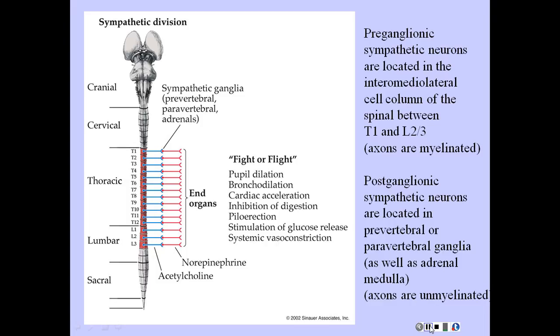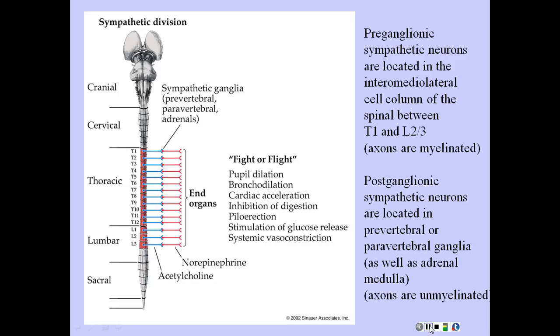The preganglionic sympathetics are found in the spinal cord, and the postganglionics are found out here in a series of different types of ganglia. Same thing. The preganglionic axons are myelinated. The postganglionic axons are not myelinated. Same for both. And that's pretty well where the similarities end.